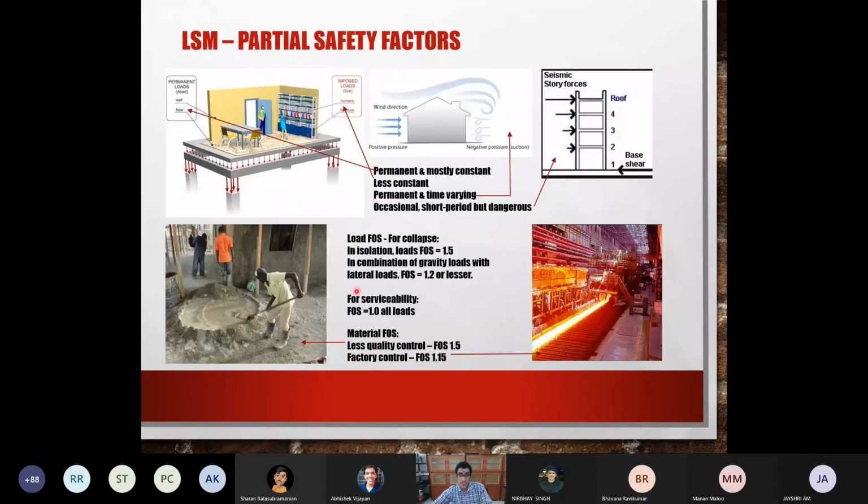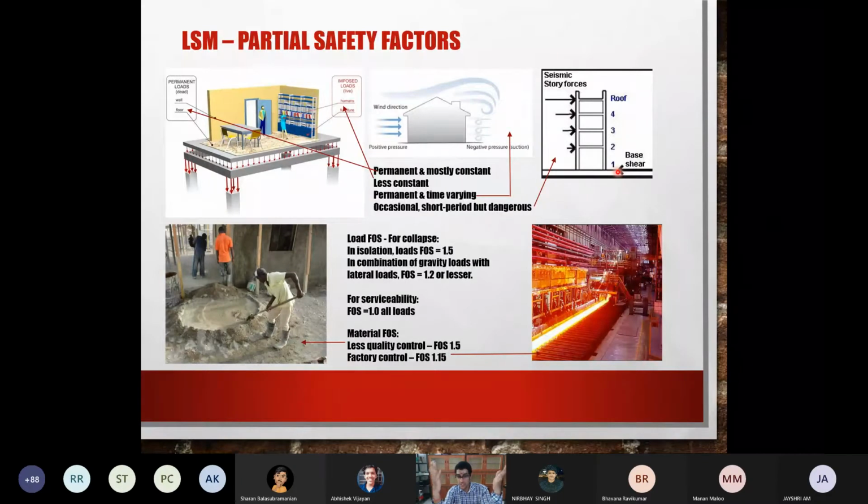Not there. If you open your code book, you'll have a table which lists all the factors of safety. Maybe at the end of this class I'll show that table. Any load taken in isolation, you will adopt a factor of 1.5. If you combine gravity loads with lateral loads, wind and seismic, you don't need to take 1.5. You can reduce your factor and take a factor of 1.2.